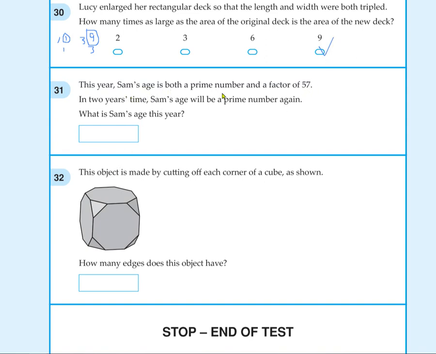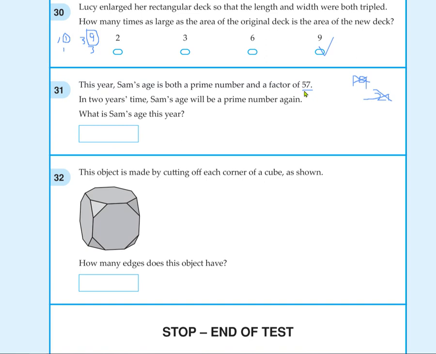This year, Sam's age is both a prime number and a factor of 57. In 2 years' time, Sam's age will be a prime number again. What is Sam's age this year? That's a bit of a tricky one. Well, I know that a factor of 57 is 19, but if you didn't know that, you would need to just experiment. But if it was 19, that's much too big, because 19 plus another 2 gets 21. That's not a prime number. So we're not at 19.